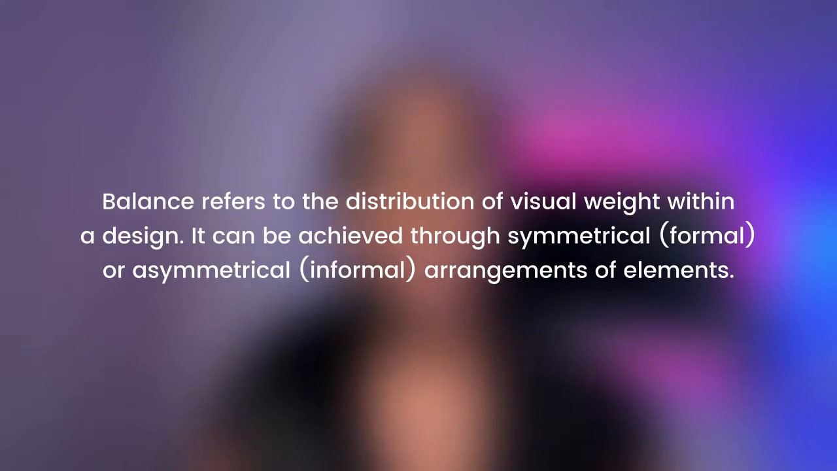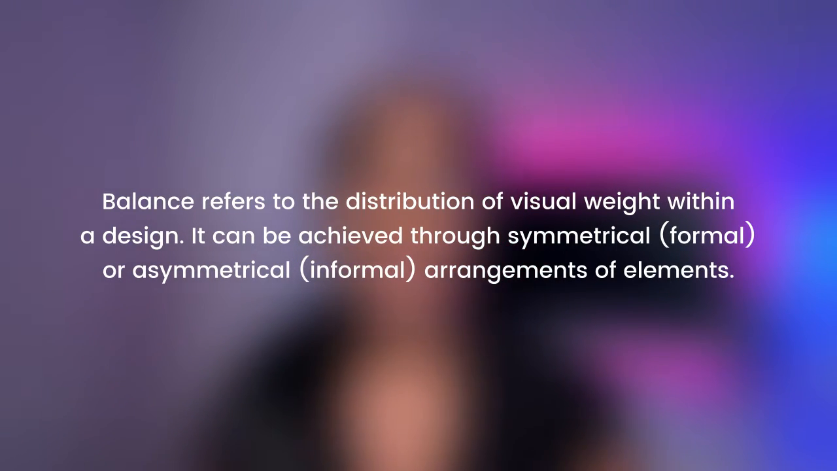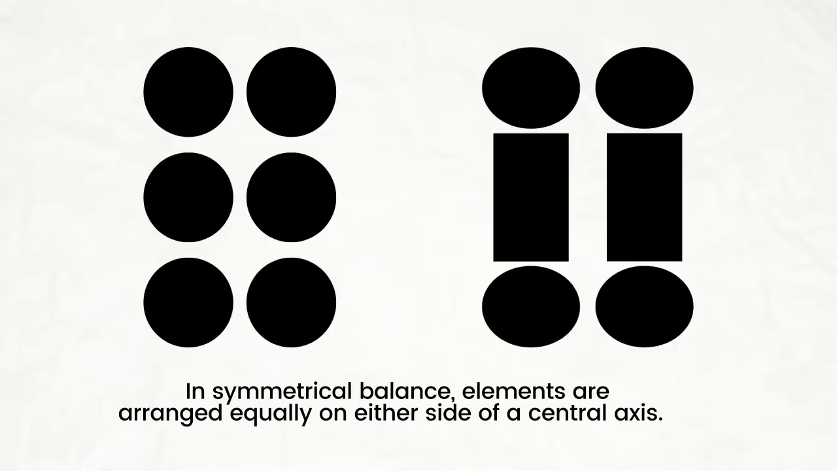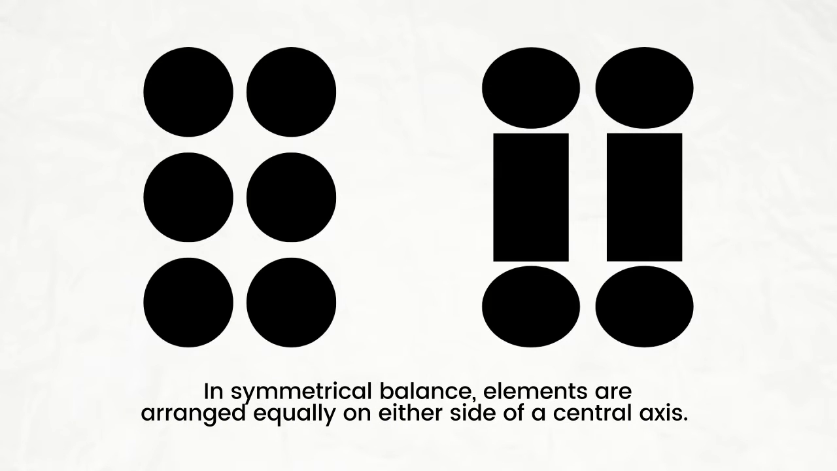So first on the list, we have balance. Balance refers to the distribution of visual weight within a design. It can be achieved through symmetrical or asymmetrical arrangements of your different elements, shape, text, whatever. Balance ensures that no single element overpowers the other, creating a sense of harmony. The two types of balance that you can have are symmetrical balance and asymmetrical balance. So let's go through symmetrical balance first. In symmetrical balance, elements are arranged equally on either side of a central axis. So pretty much symmetrical relates to even.